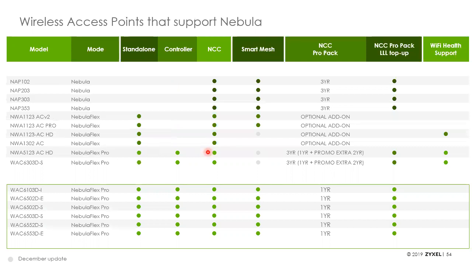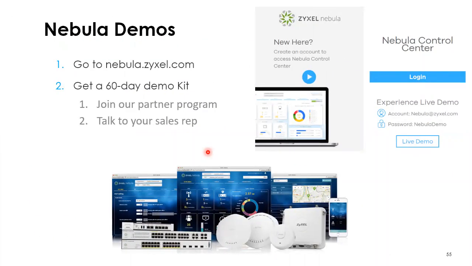So really complicated slide. If you want a copy of this, reach out to Jacob, Sandy, or Ivan, and they can send you a version of this to reference later, because it's a lot to go through. But the short version is all of our APs, just about, can be managed with Nebula, and a bunch of them include different lengths of Pro Pack license with them.